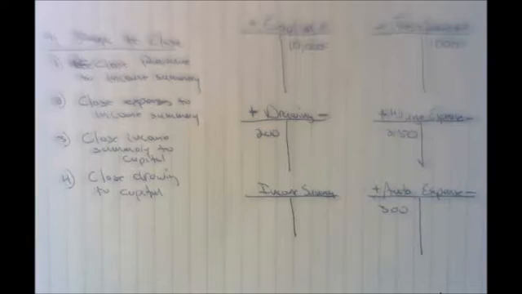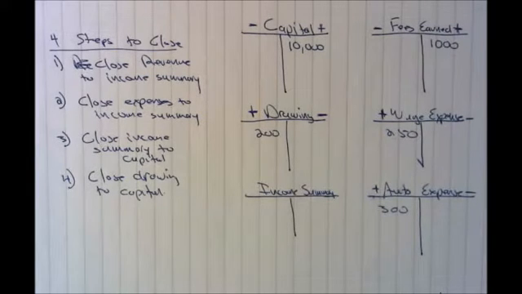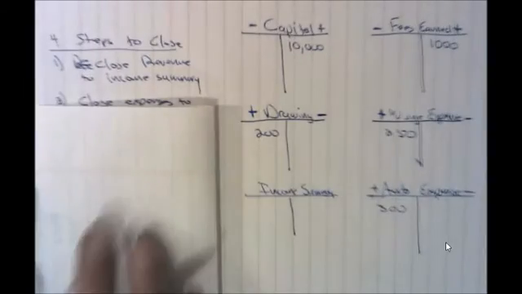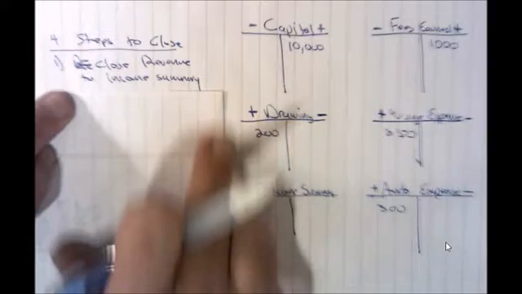Each of those steps is a journal entry, and each of those takes us towards closing our temporary accounts and transferring the balance to capital. I didn't really leave myself enough room, but we're going to go through these steps one by one. We'll see how this goes. Step 1 is to do what? Close revenue to income summary.